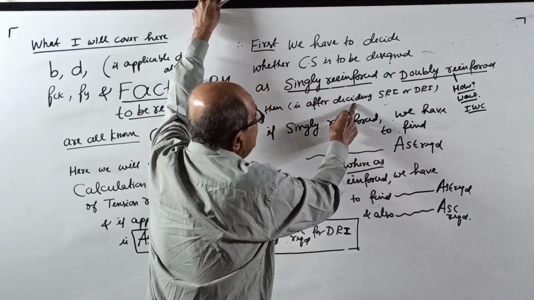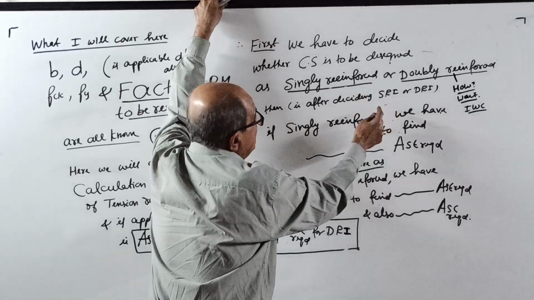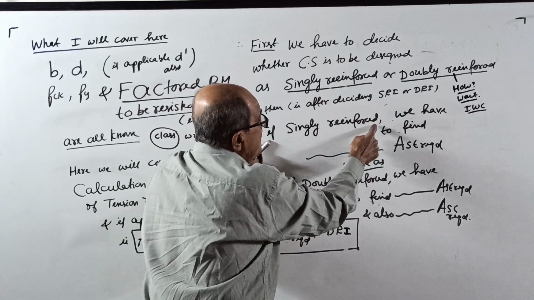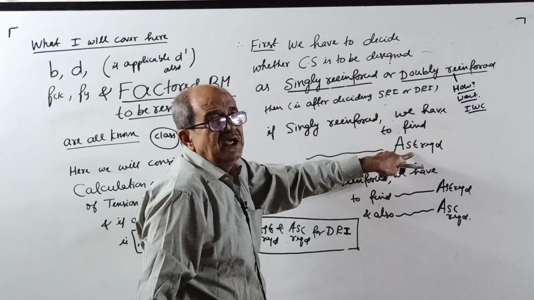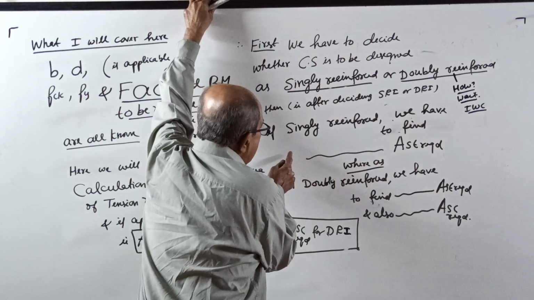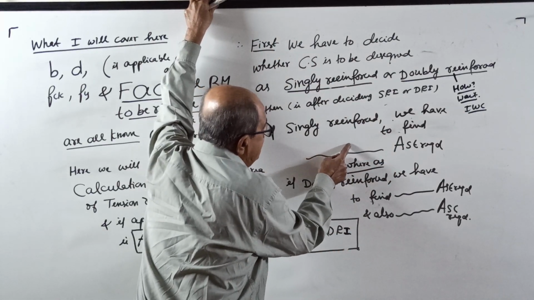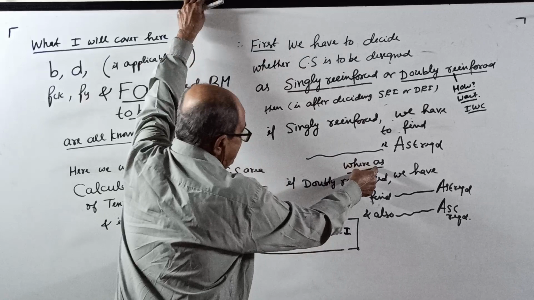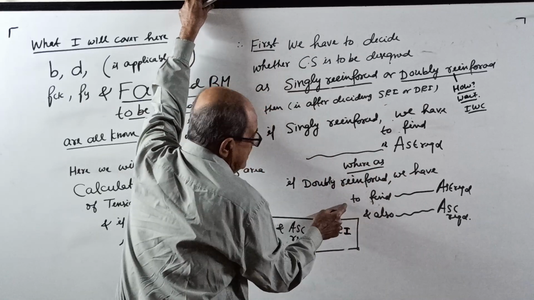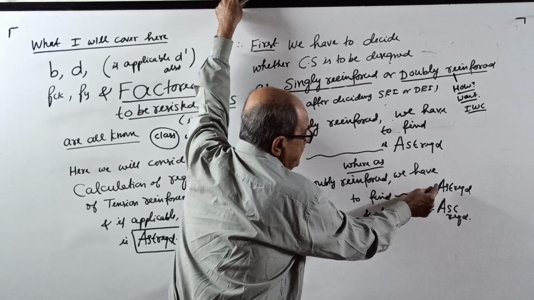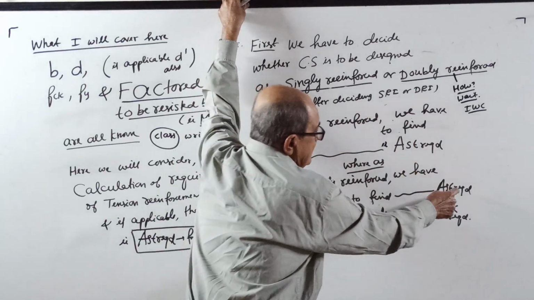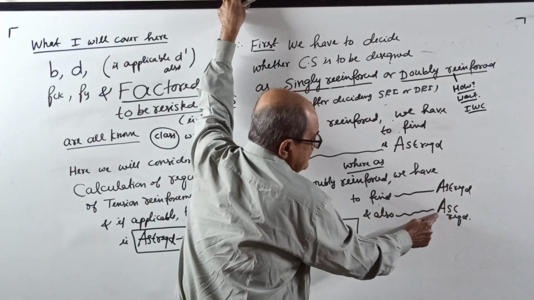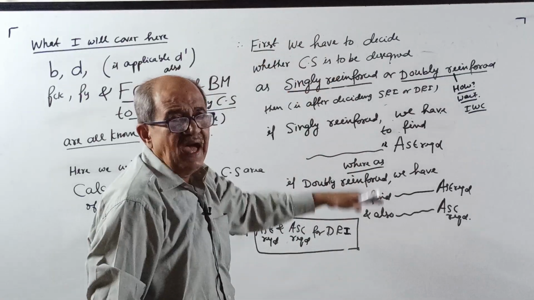Then after deciding, singly reinforced or doubly reinforced, if it is singly reinforced, we have to find AST required. Write correctly, not just AST required: cross-sectional area of steel in tension, that is AST required. Whereas if doubly reinforced, we have to find the cross-sectional area of steel in tension, AST required, and also the cross-sectional area of steel in compression, that is ASC required for the cross section. That you have to cover.